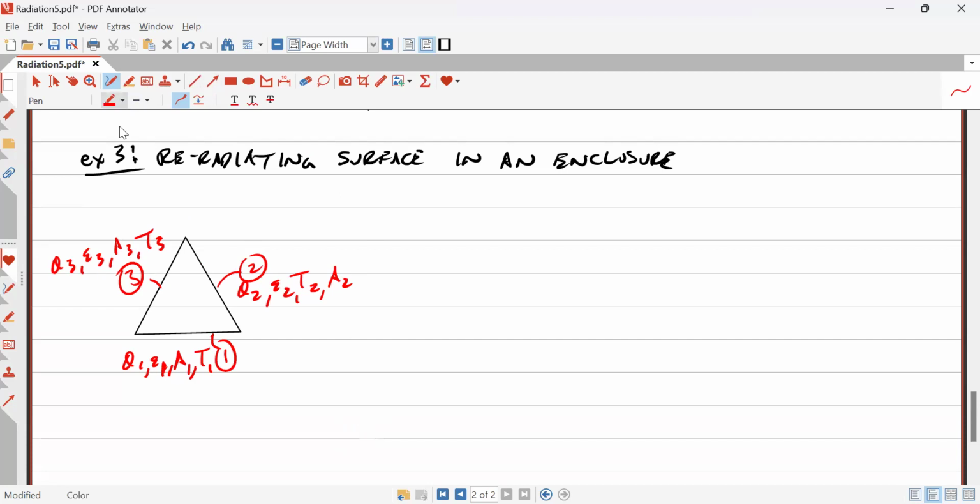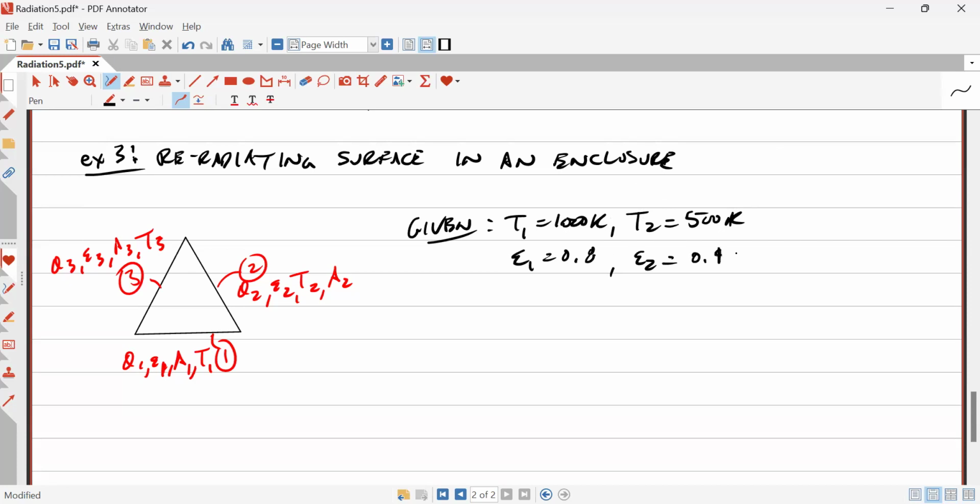And so in our particular example here, let's say that we're given T1 is 1,000 Kelvin, T2 is 500 Kelvin, epsilon 1 is 0.8, epsilon 2 is 0.4, and epsilon 3 is 0.7. So the key here, oh, before I jump into the big key here, to say A1, A2, and A3 are all equal to 1 square meter for simplicity.